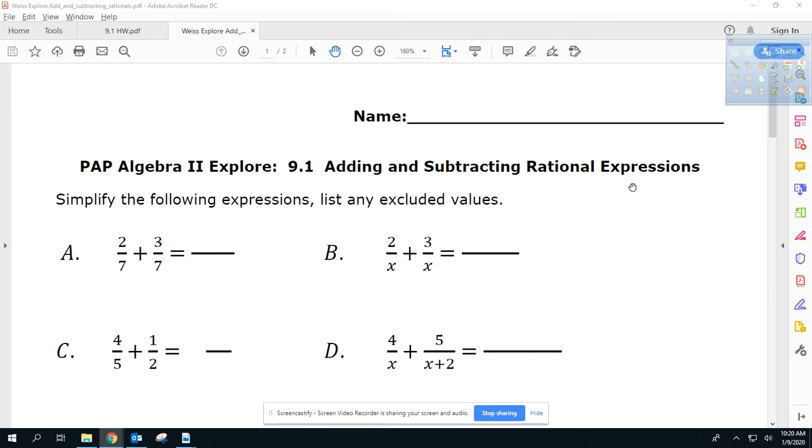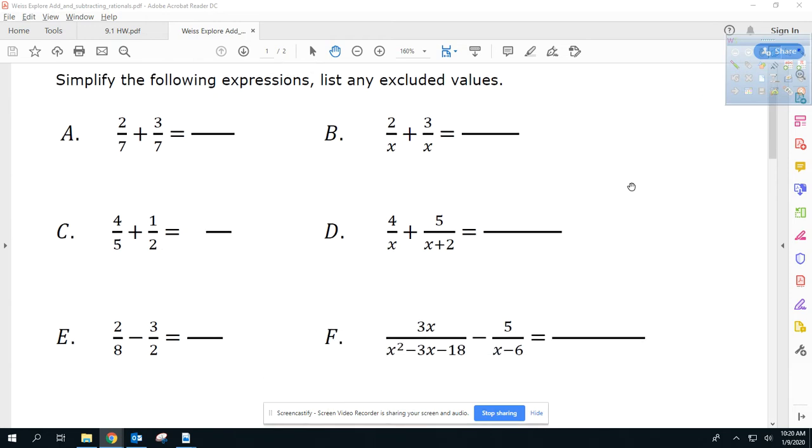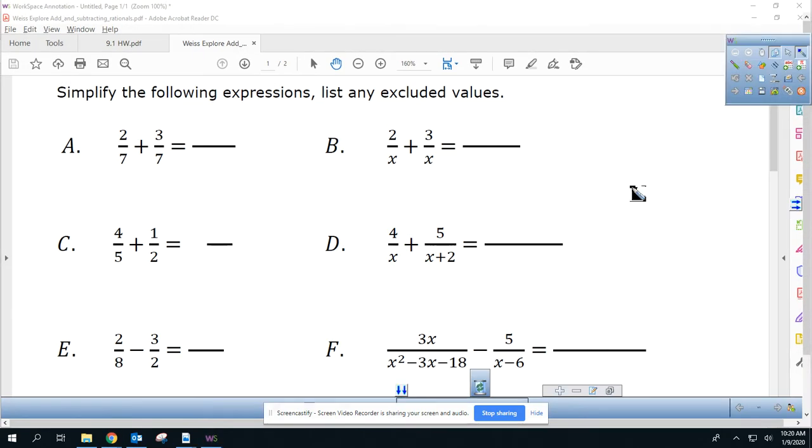Now, we're obviously going to go back, as always, to things that you know already. When you add or subtract fractions, we always need to have a common denominator. So I'm looking at these problems, and I'm going to start off with things you know, and then apply it to the algebra.